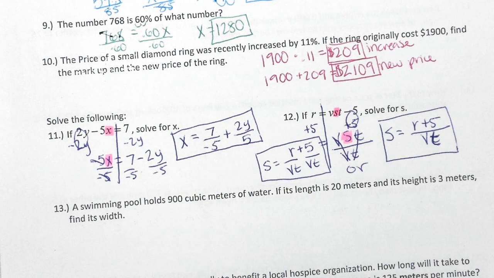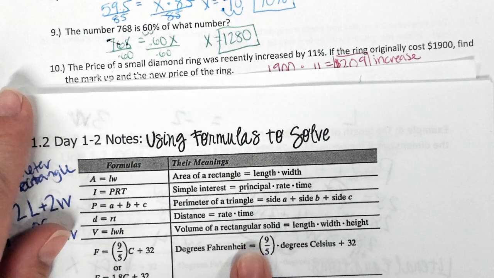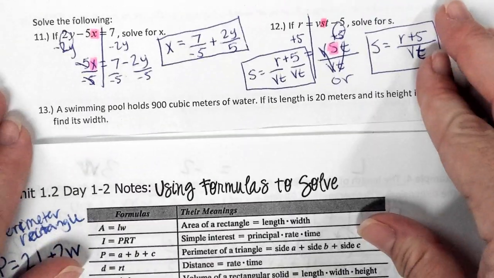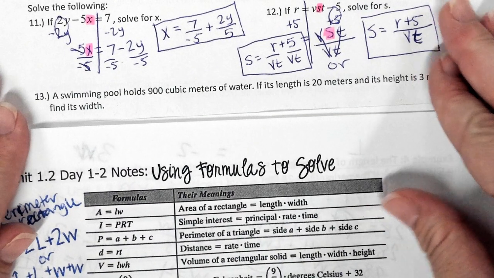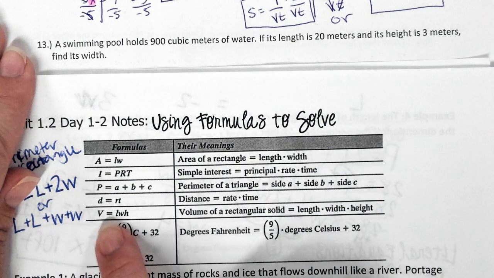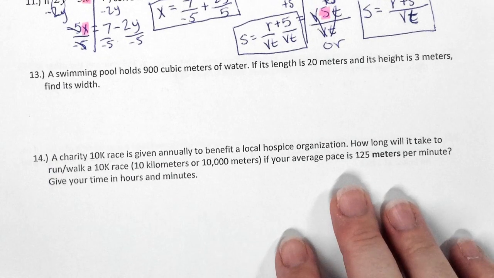Okay, so it says a swimming pool holds 900 cubic meters of water. If the length is 20 meters and its height is 3 meters, find its width. Y'all, this is where, where's my packet? Your formulas will be given to you on your test, so don't forget about that. You don't have to memorize any of these. But if we're talking about a swimming pool and how much water it holds, what are we talking about? It's volume. So volume equals length times width times height. So I know that is the formula that I'm using.